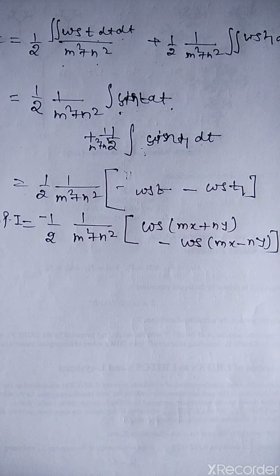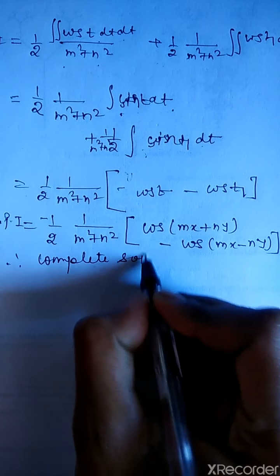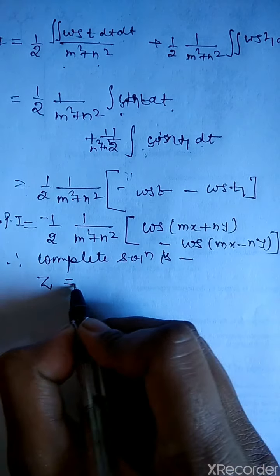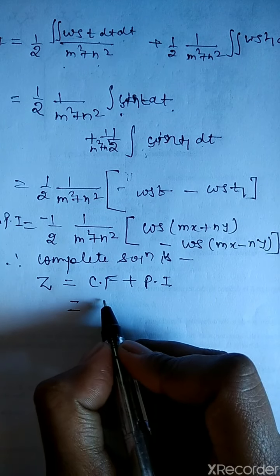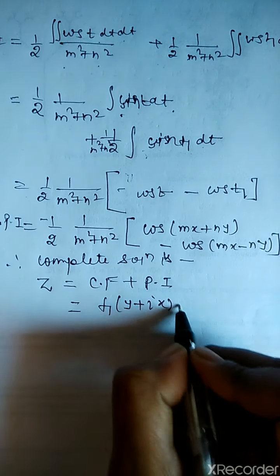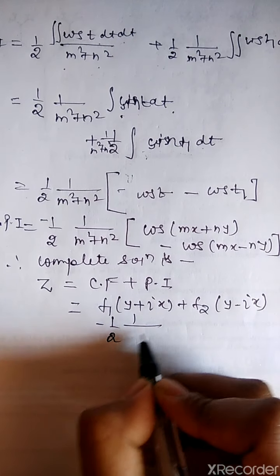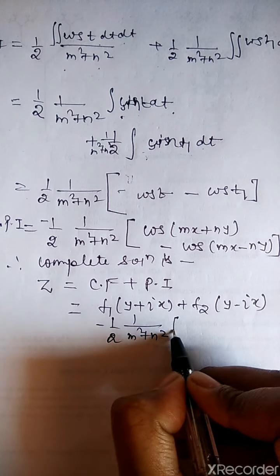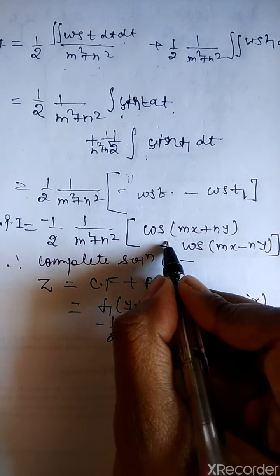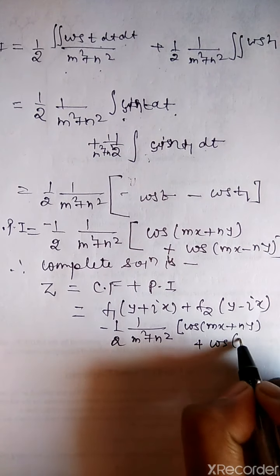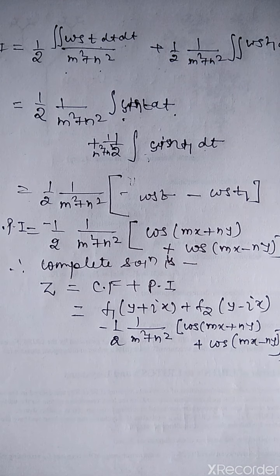Therefore, the complete solution is z equals CF plus PI, and this equals f1(y + ix) + f2(y - ix) minus half 1 by m square plus n square into cos(mx + ny) plus cos(mx - ny). So this is the second question of type 2.